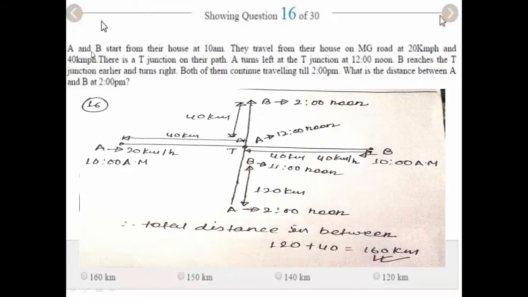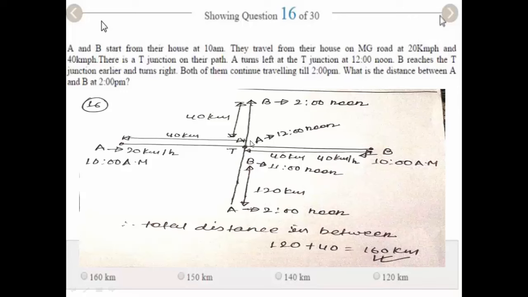A and B start from their house at 10 am. Here A and here B start from their house at 10 am. They travel from their house on MG road at 20 km per hour and 40 km per hour. There is a T junction on their path. A turns left at the T junction at 12 o'clock. B reaches the T junction earlier and turns right. Both continue traveling till 2 pm. What is the distance between A and B at 2 pm?